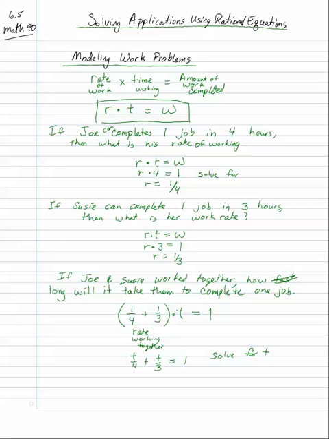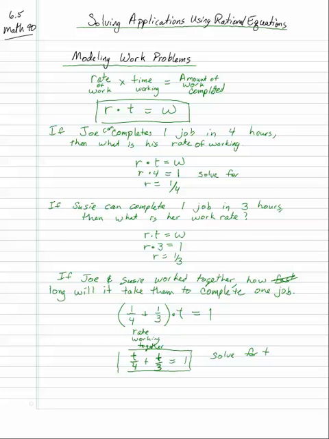Okay. Once you get the hang of this, this is the equation where we're going to start. You're going to do t for time divided by one person's time, plus t divided by the other person's time, equals one job.